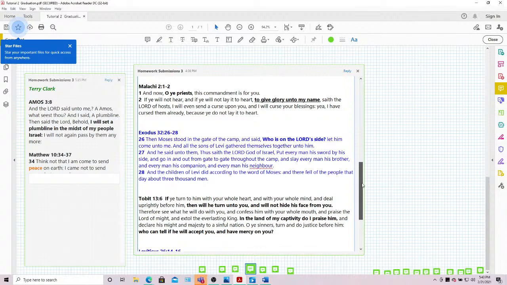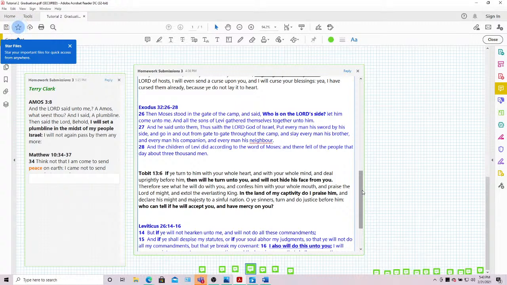And then the next thing he had was Tobit chapter 13, verse 6. If you turn unto him with your whole heart and with your whole mind, and deal uprightly before him, so not dealing deceitfully, then he will turn unto you and will not hide his face from you. Therefore, see what he will do with you, and confess him with your whole mouth, and praise the Lord of might, and extol the everlasting King. In the land of my captivity do I praise him, and declare his might and majesty to a sinful nation. So, O ye sinners, this is addressed to every last one of us, because all of us are sinners, turn and do justice before him. Who can tell if he will accept you and have mercy on you?